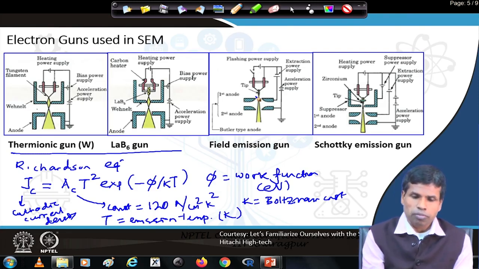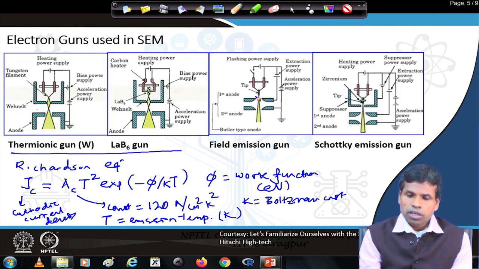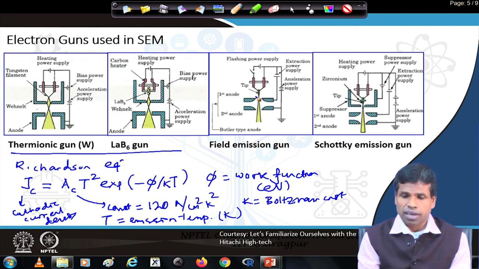Unlike the case of thermionic gun, where we need temperature to cross the barrier of work function, here by applying the field, we can pass the barrier. Electron can pass the barrier before being emitted. So, in the field emission gun, we do not need high temperature. It is operated at room temperature. The only requirement is that the tungsten tip has to be very sharp.